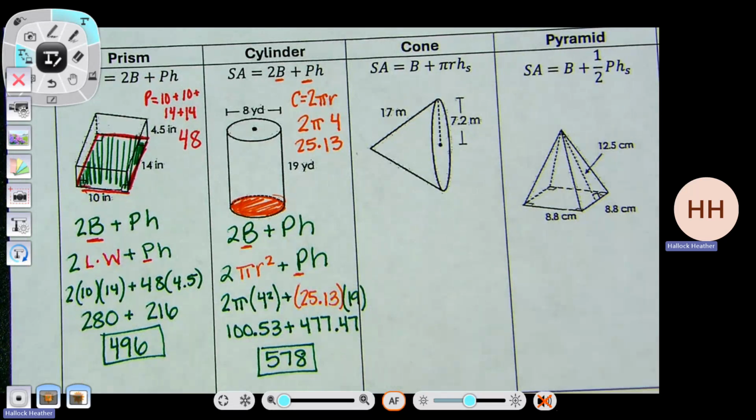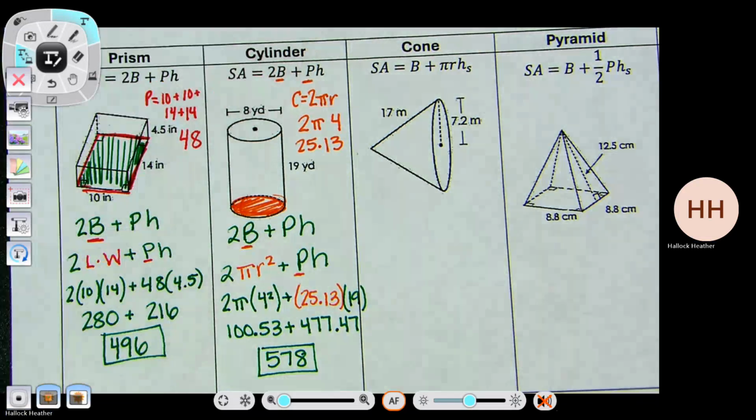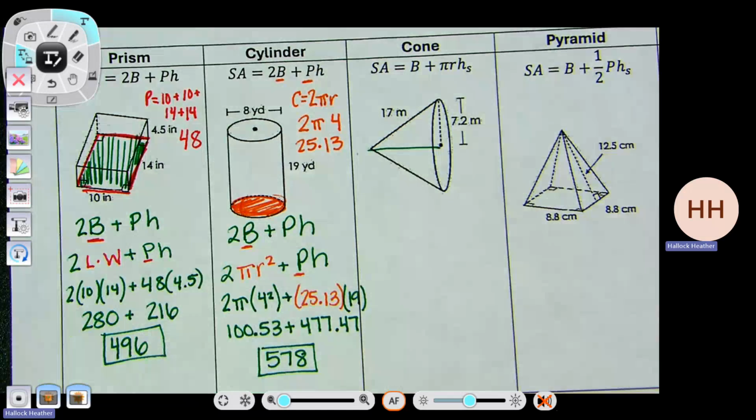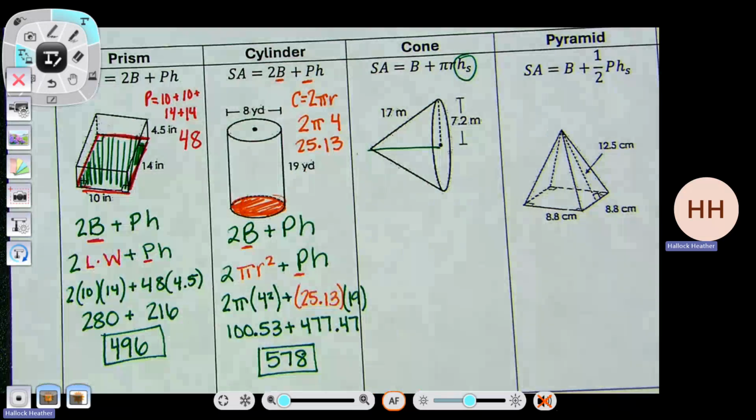So the cone formula on your blue sheet is surface area equals big B plus pi r s, with a little s. And that little s throws off people. So if you look at your formula sheets and you look at the key, it tells you what? It's a slant height. So instead of literally the height going straight up, we don't need the height. We don't need to use a Pythagorean theorem to find the height because we have this little guy, which is a slant height. And if you don't know that, now you know because it says that right here.